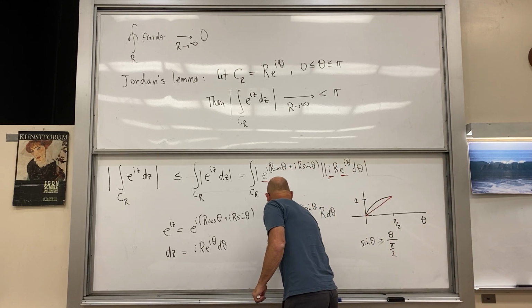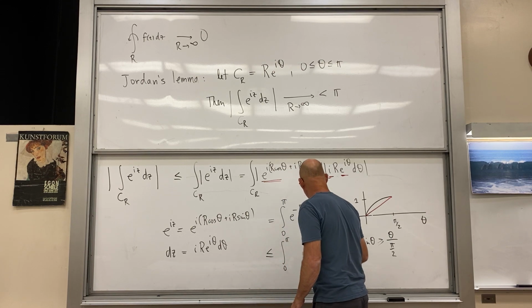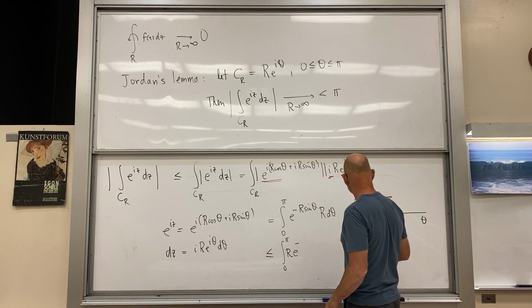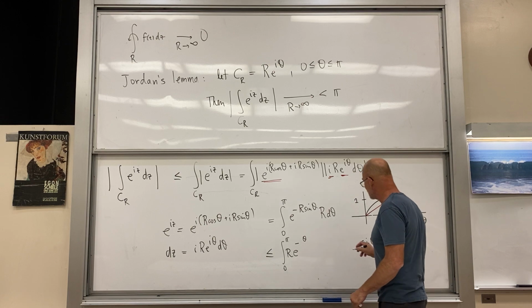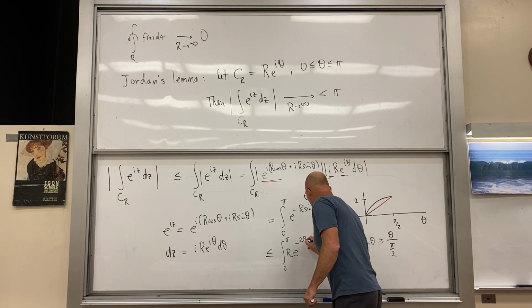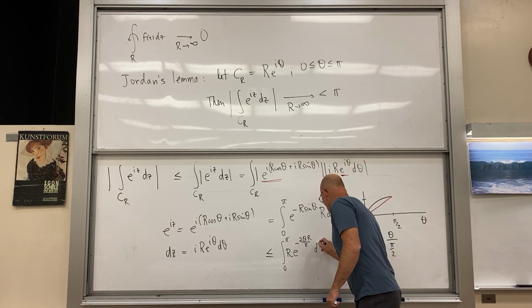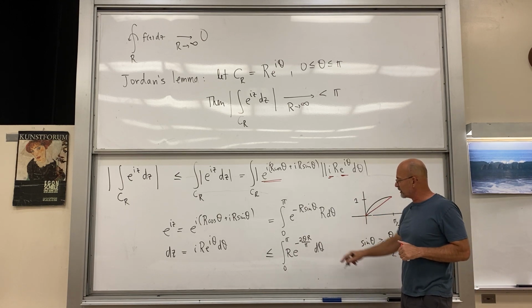So this is less than or equal to the integral from 0 to pi. I've got r, I've got e to the minus theta divided by pi over 2, or I could say 2 theta r over pi, and then d theta. Okay. And at this point, this integral is easy to do.